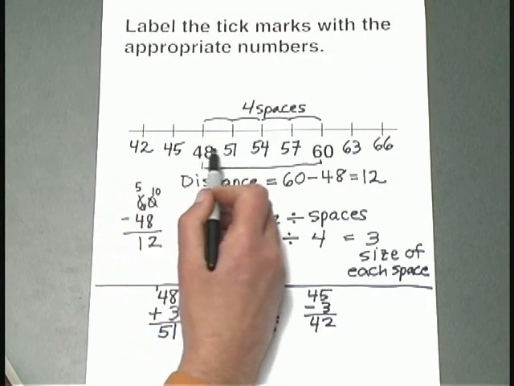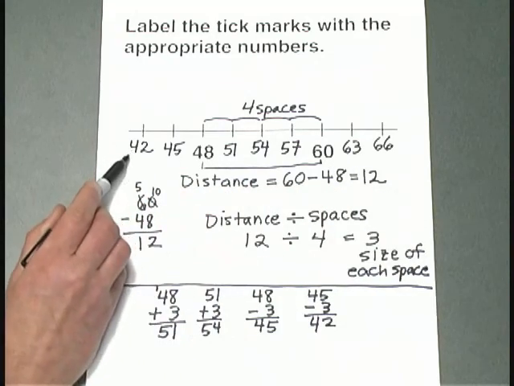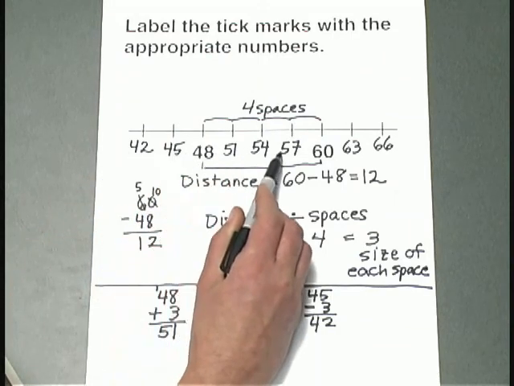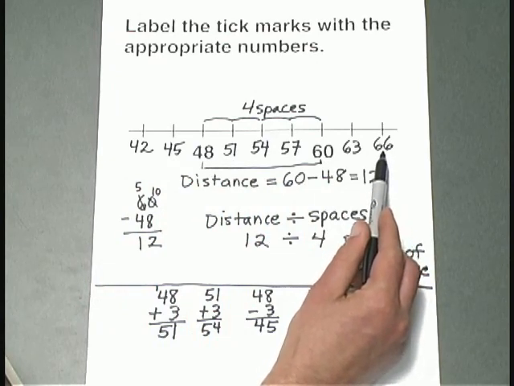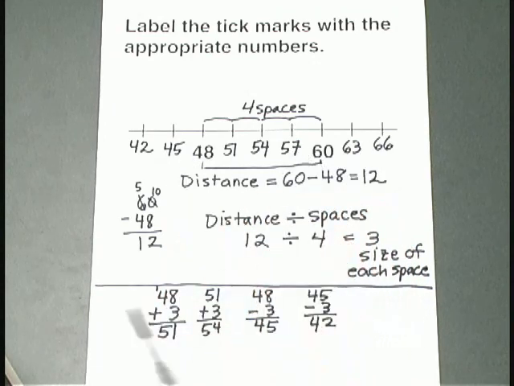We now have all the tick marks labeled. Notice that as we start at the first, 42, and move to the right, we keep adding 3 more on each time. If we start at any tick mark on the right and back up, we subtract 3 each time.